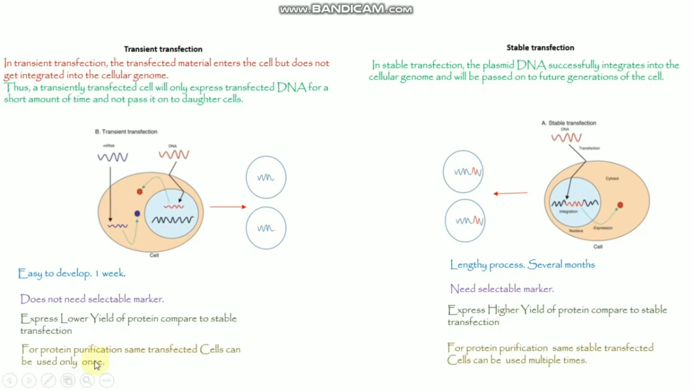And for protein purification, the same transient transfected cells you cannot use more than one time, but the same stable transfected cells you can use multiple times, so you can save them, you can store them in liquid nitrogen, no problem.